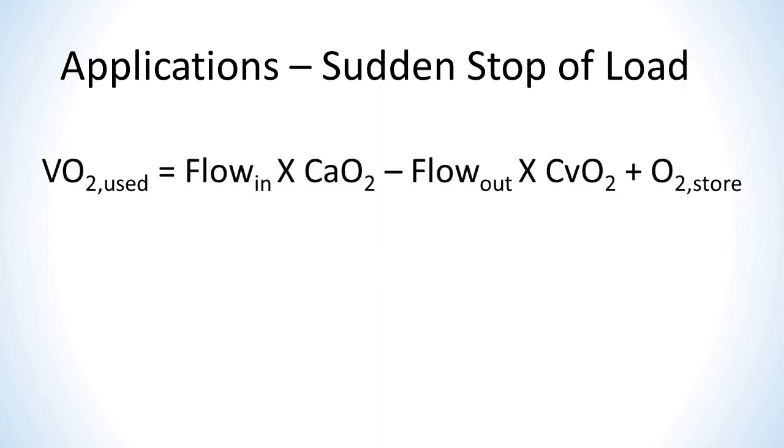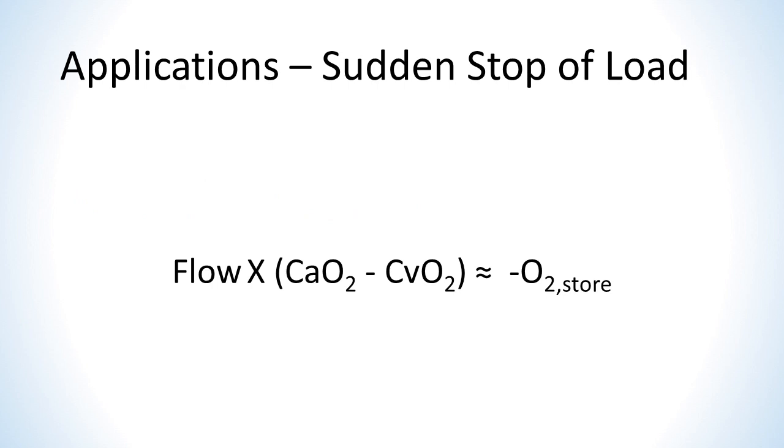The reverse is true when load is suddenly stopped. Immediately after the load has stopped, the muscle VO2 becomes very small. However, the blood flow remains elevated for tens of seconds after the load has stopped, so most of the excess blood flow and oxygen extraction is directed to replenishing the stored oxygen. This is how the recovery occurs.